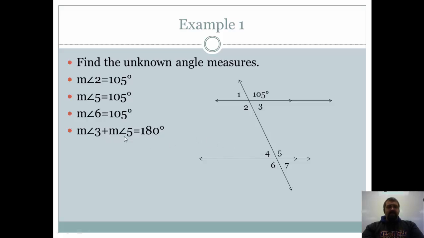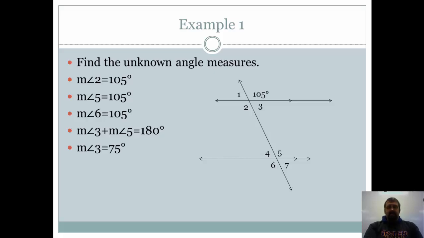Measure of angle 3 plus measure of angle 5, well, I know angle 5 is 105 degrees. So let's throw that in there. If I put 105 in here and then I subtract 105 from both sides, what I will get is 75 degrees. 75 plus 105 is 180 degrees. Yep, measure of angle 3 has to be supplementary with measure of angle 5. If you look, angle 2 and angle 3 are supplementary. Well, that's fine. Angle 2 and angle 3 are a linear pair. They're supposed to be supplementary according to the linear pair postulate.